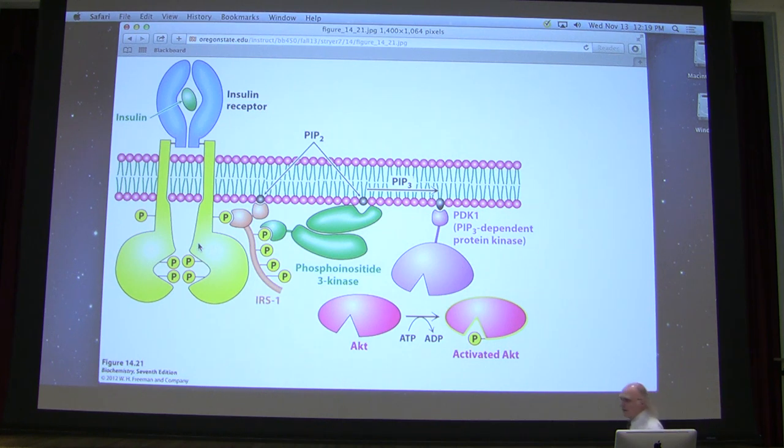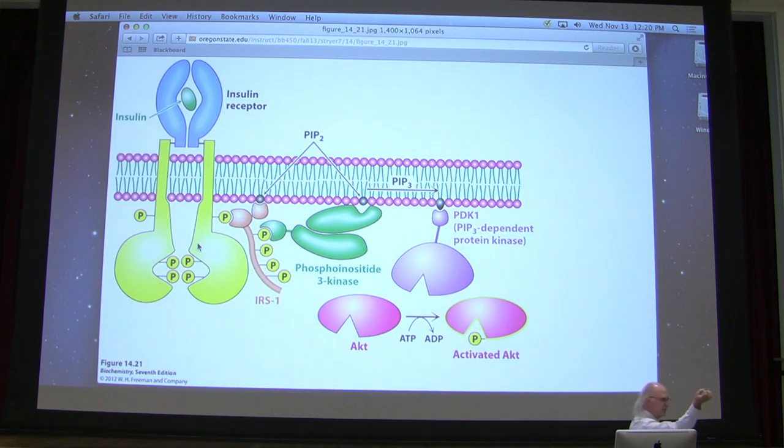Well, it turns out that phosphorylated tyrosines are targets for proteins that have a specific structure in them known as an SH2 domain. I'll repeat that. Phosphorylated tyrosines are targets for proteins that have a specific structure in them, and that specific structure across many proteins is very similar, and it has a name. It's called an SH2 domain.